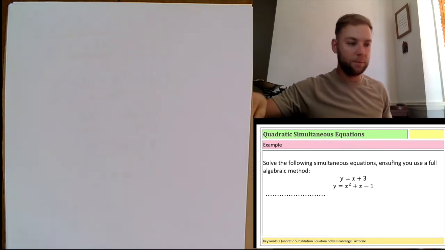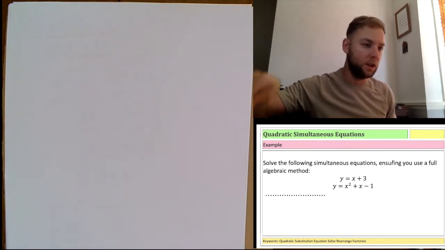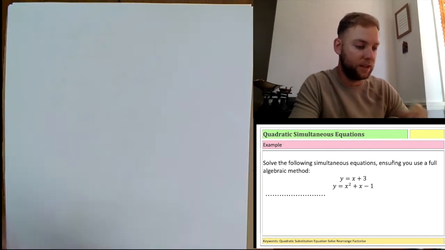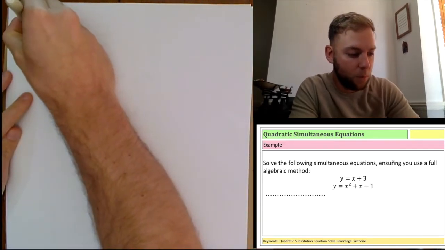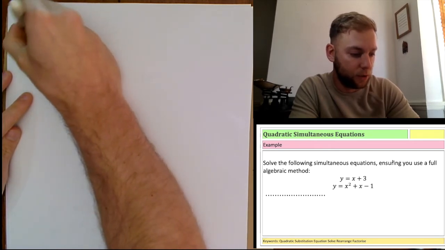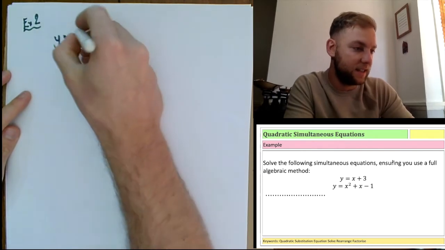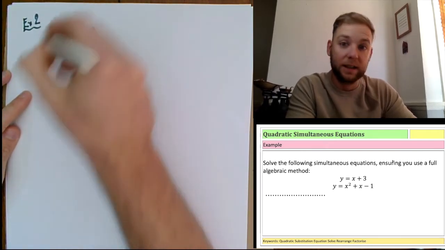This one's a little bit tricky, and you'll see why in a second. Solve the following simultaneous equations ensuring you use full algebraic methods. So this here is example 1. Now this is more like example 2. This is more like what we're going to be getting in the GCSE. In fact, I've actually seen a very similar example like this come up before.